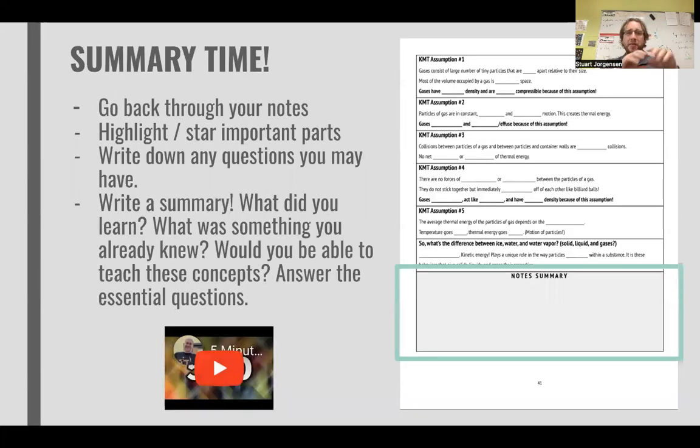Your homework for tomorrow is to go back through your notes, highlight any questions you might have, and then complete your notes summary. Coming back tomorrow, we'll start with that. We've got some demonstrations I didn't get to do via the video, and then we'll start talking about our pressure units as we go into our last day with our seniors.